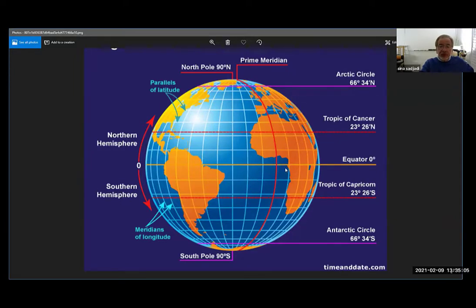Because from the equator, 23 and a half degrees above and 23 and a half degrees below, it's called the tropics. So this is the tropics. We don't live in the tropics. We're just above the tropics.